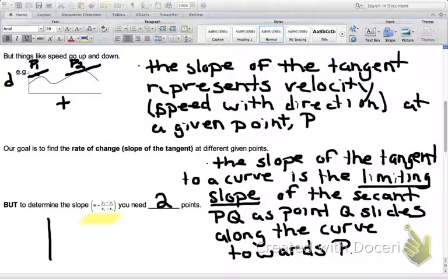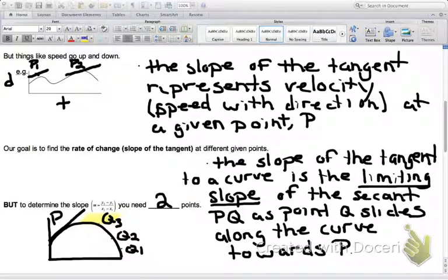Visually, we can look at this. We have our curve here. Say we have some points, Q3, Q2, Q1, and we're talking about our point P over here. We're looking at this slope joining, going through point P as it slides over to our Q's. That point P will start and slide over to our Q values.